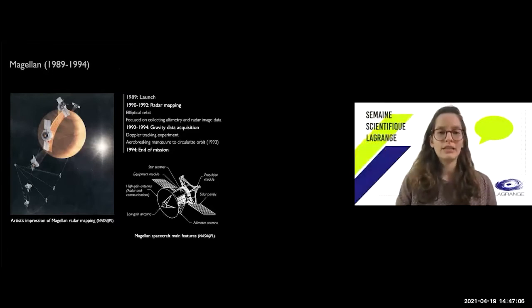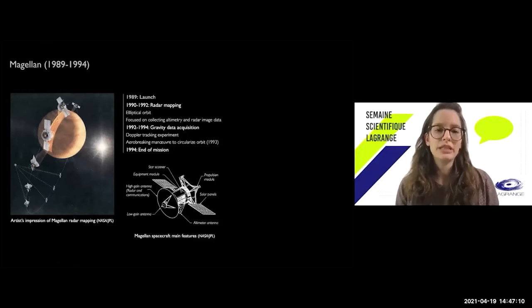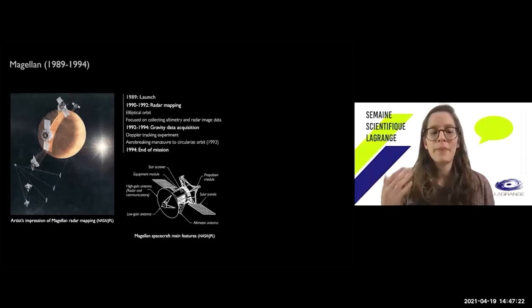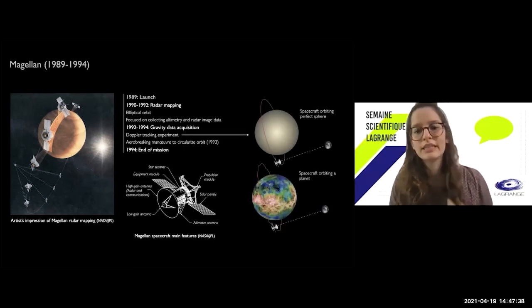Okay, so Magellan was a mission launched in 1989. In the first 2 years, it mapped the surface geology using synthetic aperture radar images, since that's the only way to map the surface because of the thick atmosphere. And in the second part of the mission, they acquired the gravity data. And what is gravity data and how do we measure this? So here is a quick example.